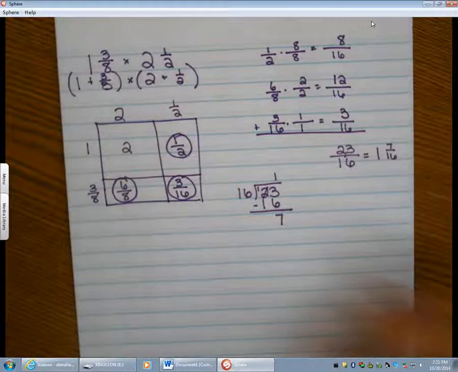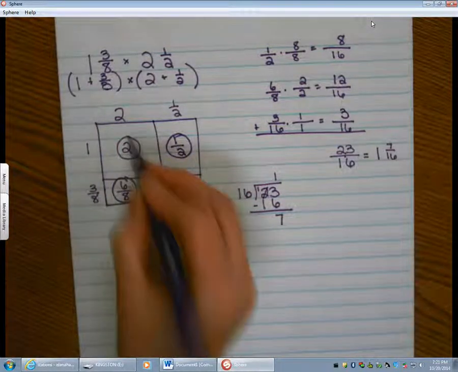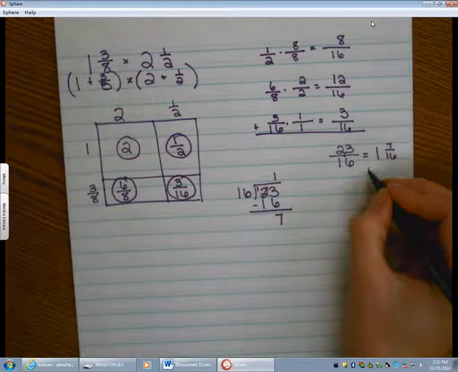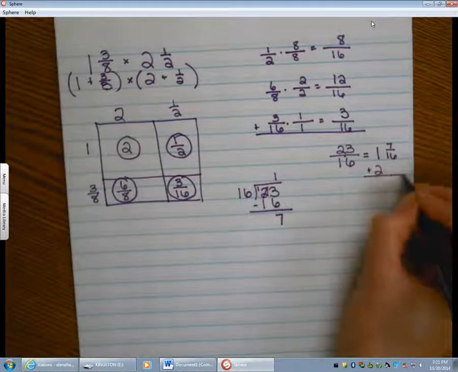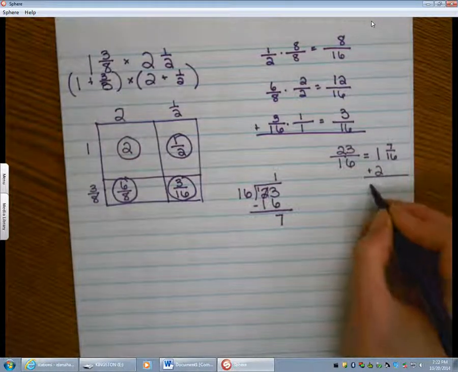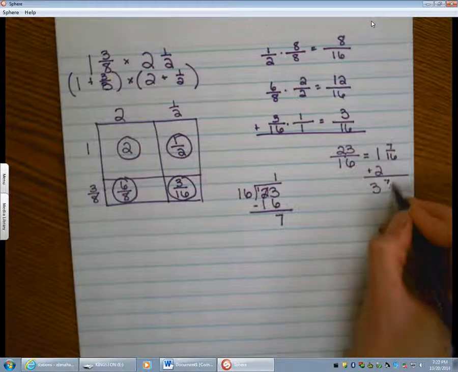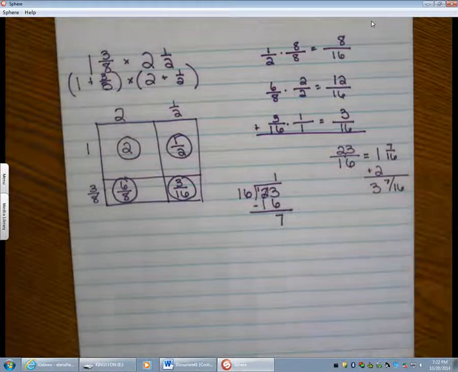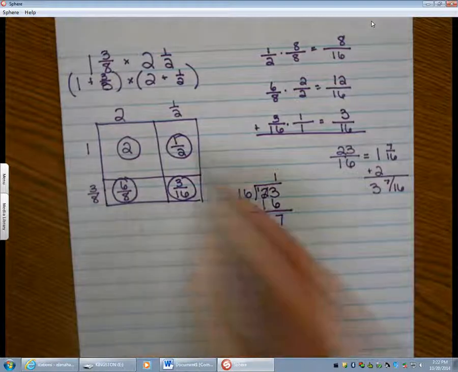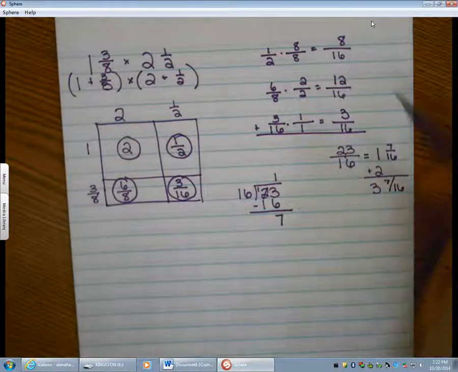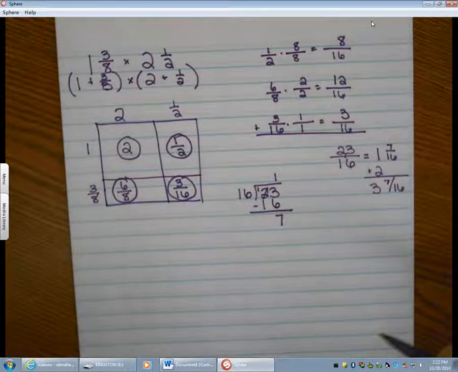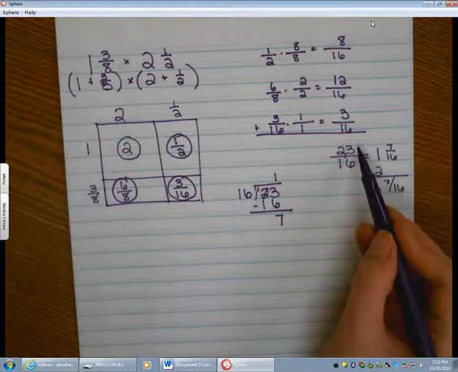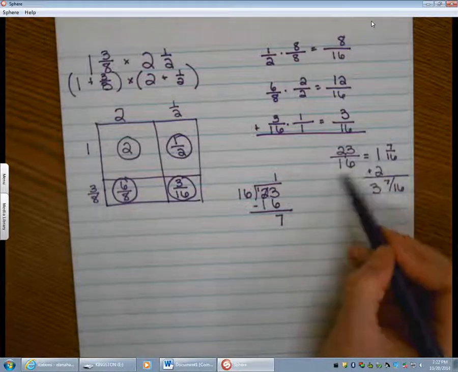Now I can add that to my other partial product, and I come up with 3 and 7/16. That was kind of a tricky one, because here I have 3 fractions that I needed to deal with, and I need to remember to make those common denominators. I also needed to remember to change that improper fraction to a mixed number.